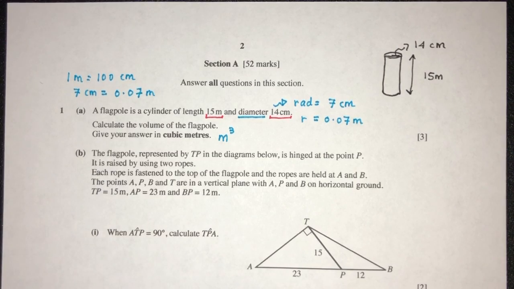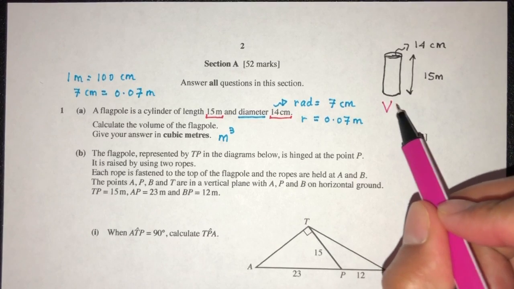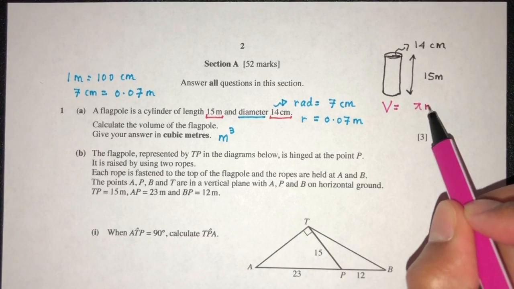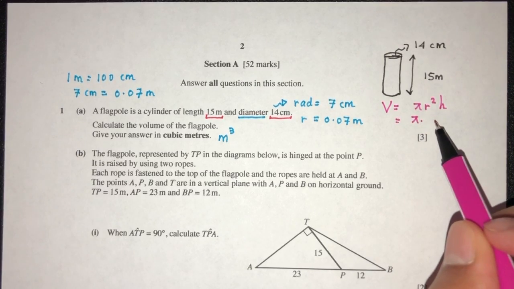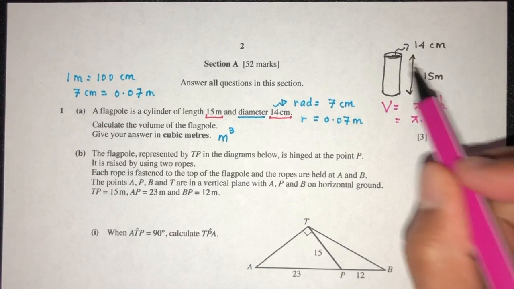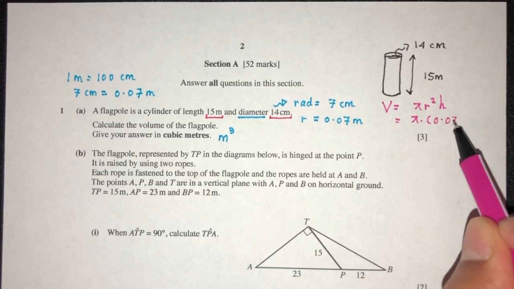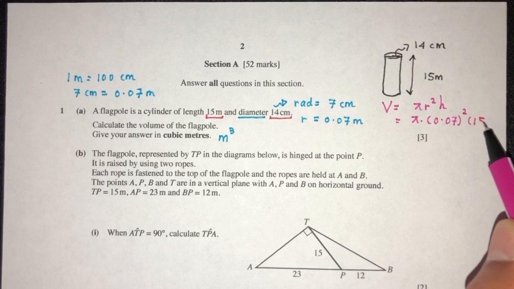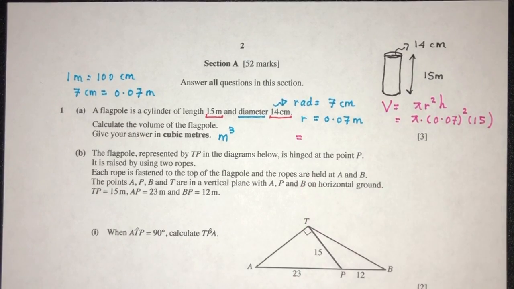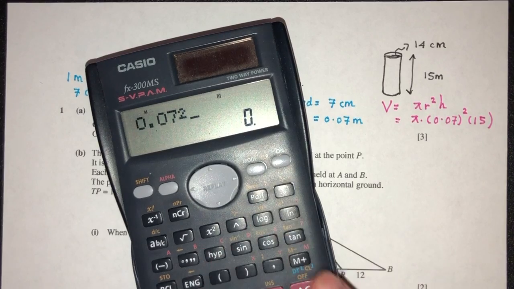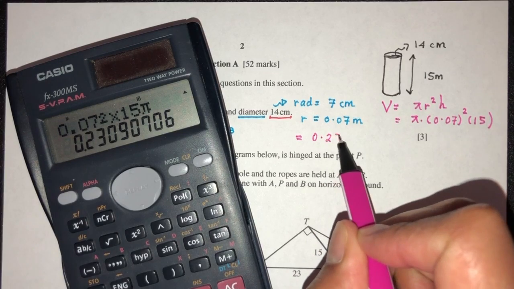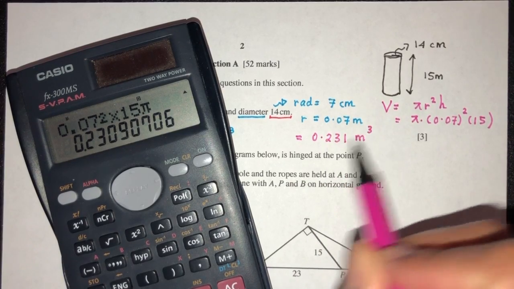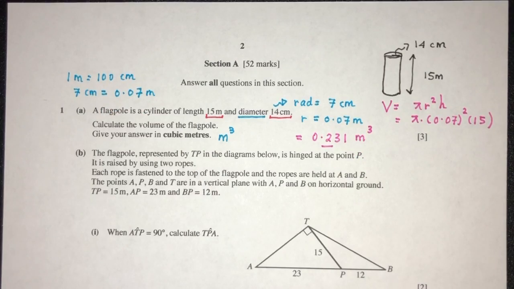So how do you find the volume of a cylinder? Pretty easy. Volume, we have to know this formula. It is pi r square h. So pi is pi, we don't know. I mean, we know it's a constant. R square will be 0.07 square, and the height is 15 meters. Let's see, what would that give you? 0.07 square times 15 times pi. That will be 0.231 meters cube. That will be correct to 3SF when your answer is not exact. That will be part A of your question.